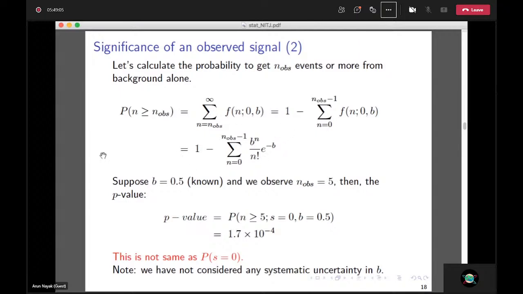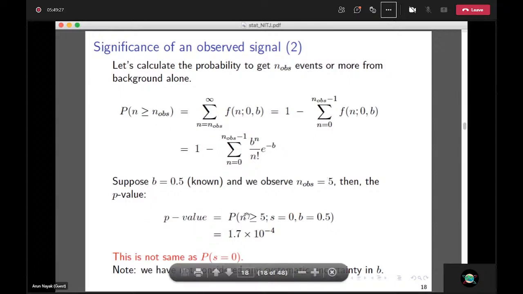Now suppose we estimated b from Monte Carlo simulation or somewhere. So we estimated that the mean background should be 0.5, and we observed, say, 5 events. Then what is the p value? So the p value here is the probability for n greater than or equal to 5 given b is 0.5, and assuming that this is the background only hypothesis, so s is 0. If you do this calculation, then you will get 1.7 times 10 to the minus 4.